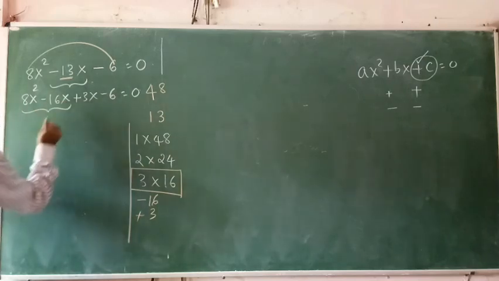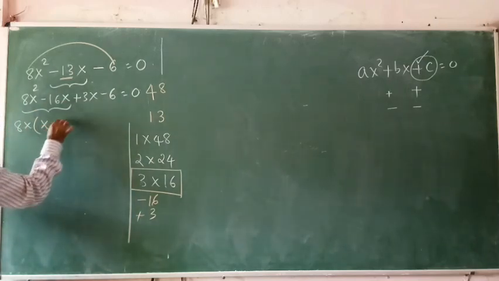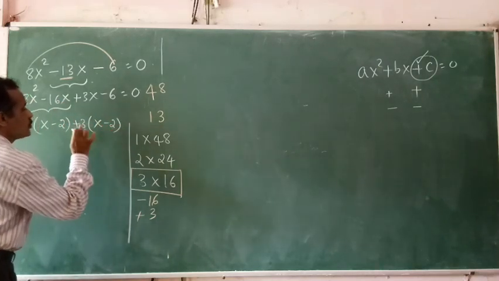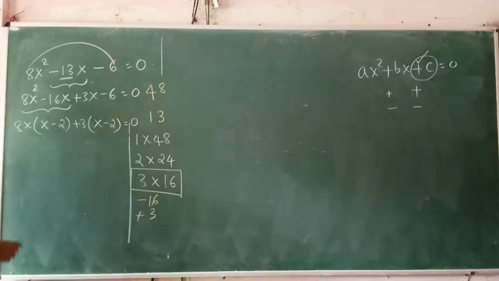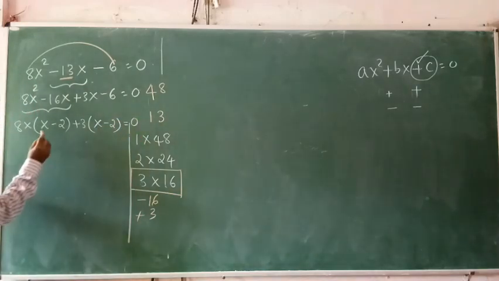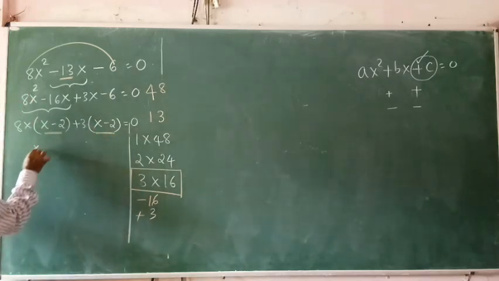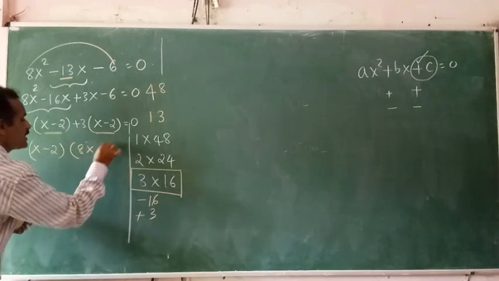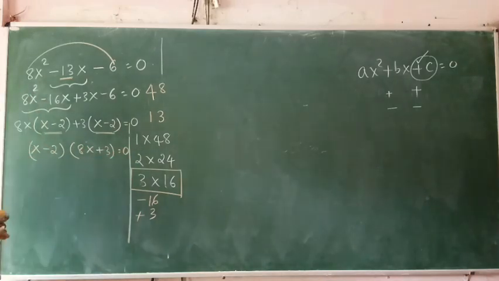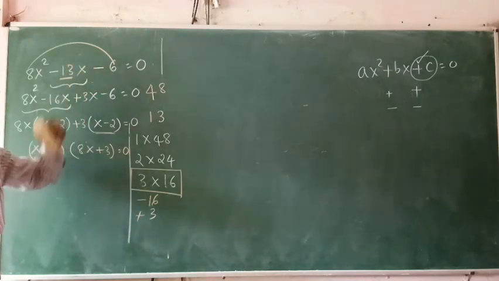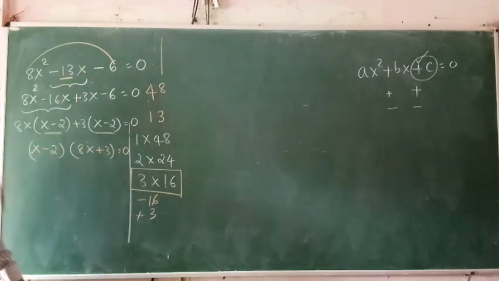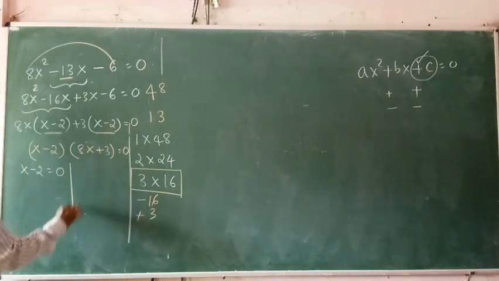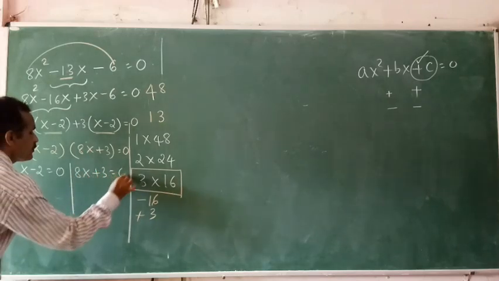Come on. Grouping 8x as common, x minus 2, plus 3 is common, x minus 2, 3 2s are 6, is equal to 0. You can see here the terms inside the bracket are the same, x minus 2. Club these two and write ones, 8x plus 3 is equal to 0. My dear children, they are called the factors of the quadratic equation. They are not the roots, they are the factors. Now I have to find the roots or the solutions like this. x minus 2 is equal to 0, 8x plus 3 is equal to 0.